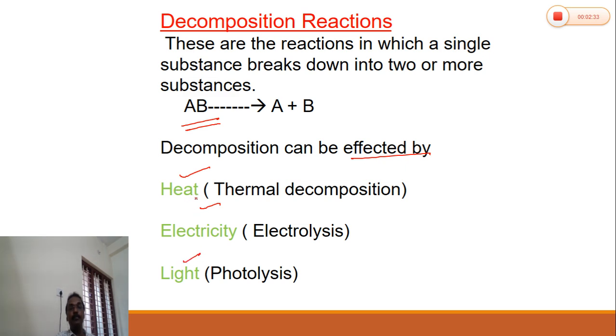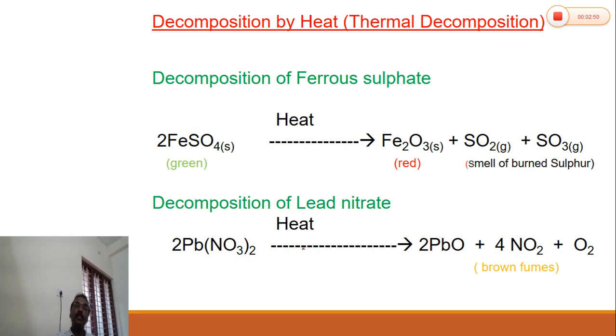If it takes place by heat, then it is called thermal decomposition. If the decomposition is by electricity, it is called electrolysis or electrolytic decomposition. If decomposition is by light, it is called photolysis or photolytic decomposition. Now we can study one by one. First one is decomposition by heat, or thermal decomposition.